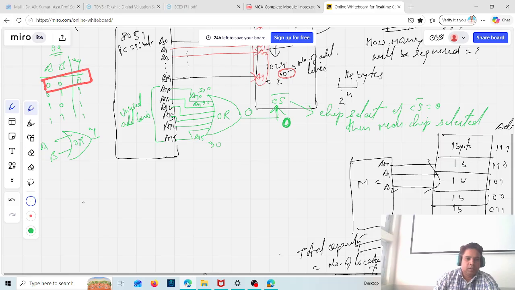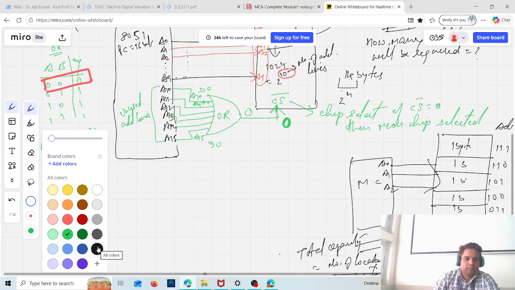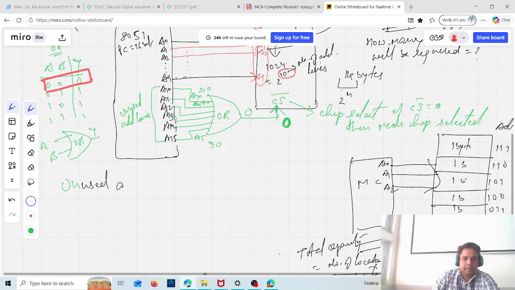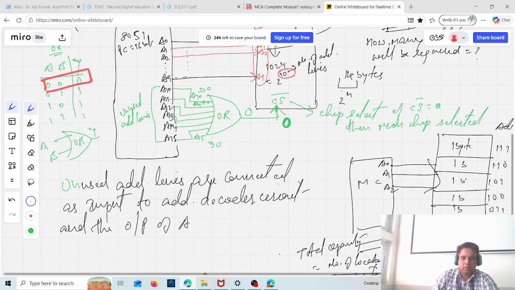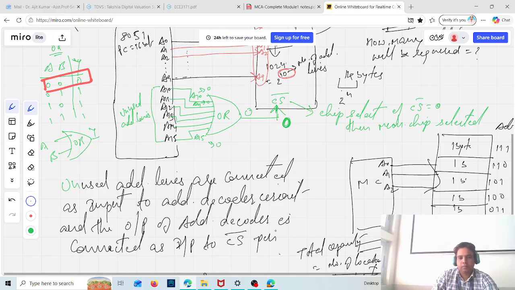So what is my point? Unused address lines are connected as inputs to the address decoder circuit, and the output of the address decoder is connected as input to the CS pin of the memory chip. So remember this concept.